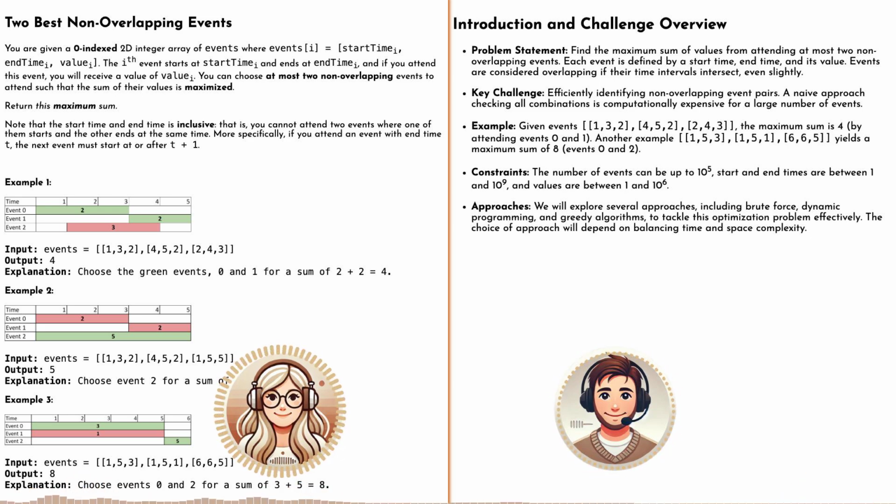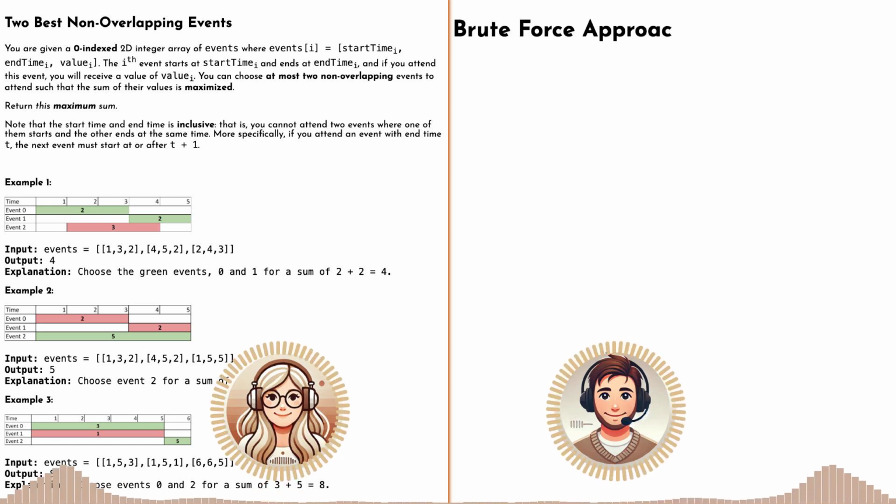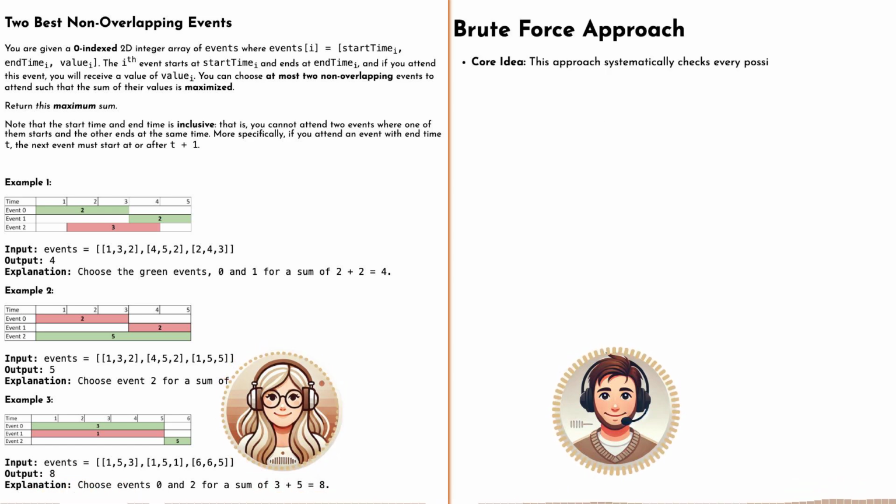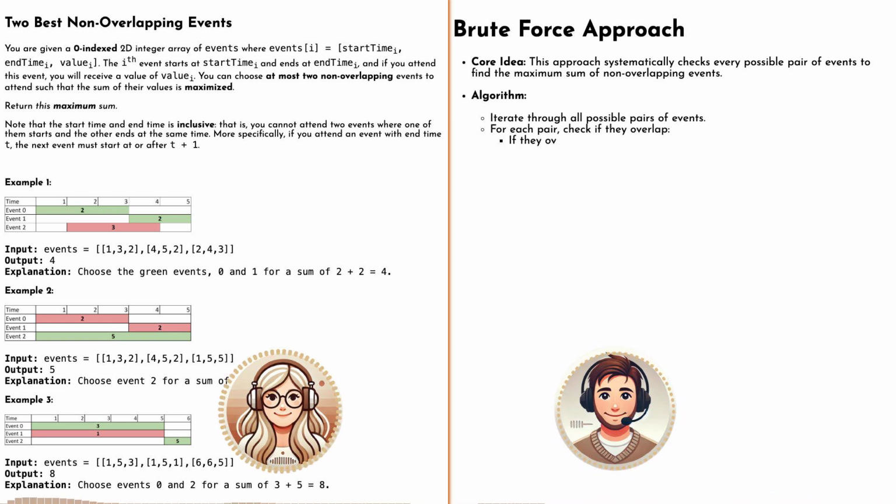Exactly. So the challenge is to pick at most 2 events that don't overlap. So you can actually attend both. And these 2 events need to have the highest combined value possible. Gotcha. So it's all about strategic scheduling. Exactly. So let's say I was going to just jump right into coding this thing. Where would I even start? Would I just try every single combination and see what gets me the biggest number?